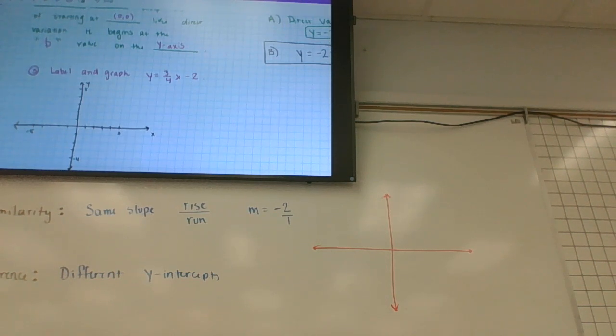So this equation looks just like direct variation other than that -2 at the end. None of your direct variation equations had that -2 at the end. So to graph this, I'm looking at this model as if it looks like y equals mx plus b.